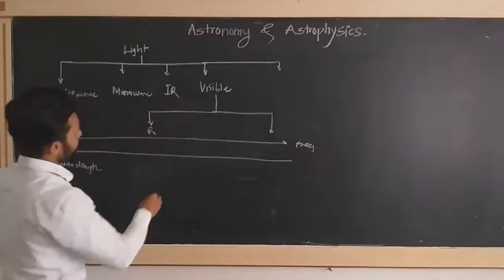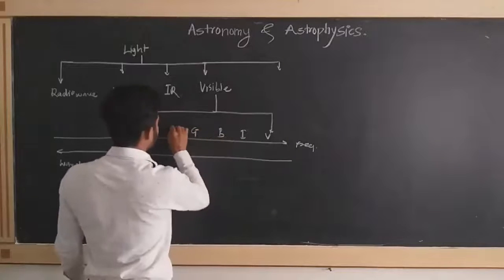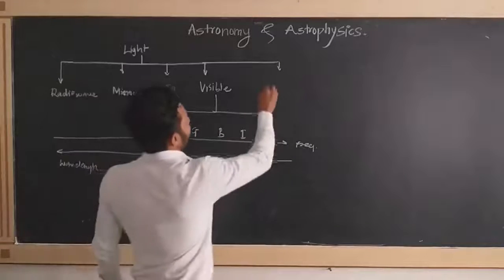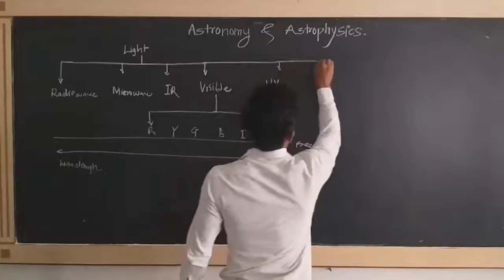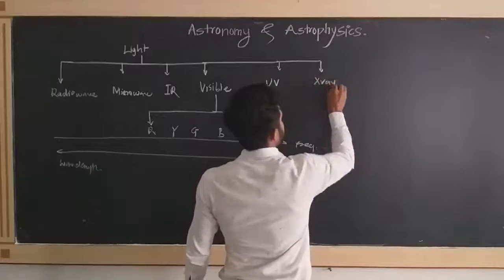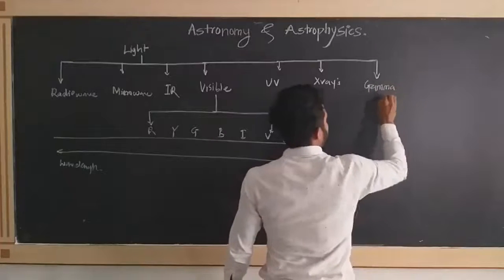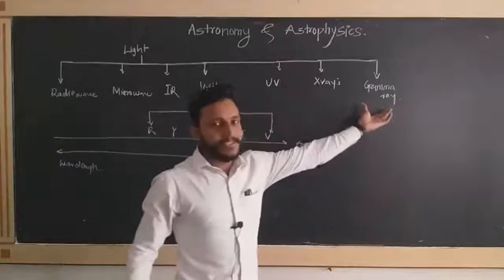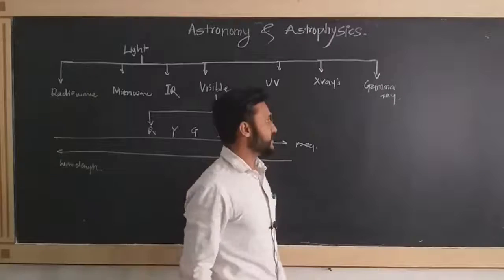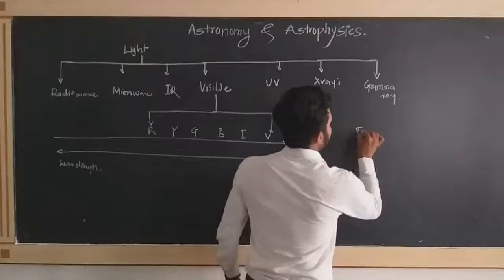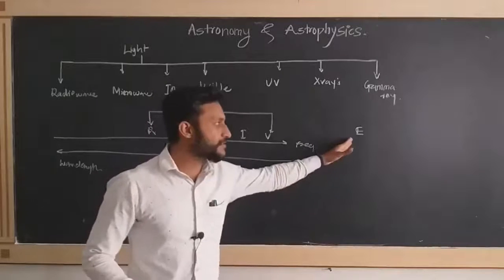So it is on the left side, and then VIBGYOR. Then UV, ultraviolet radiations, X-rays, and the gamma rays, having the lowest wavelength, or highest frequency or highest energy. Because we know the relation between energy and frequency. Radiation is nothing but energy that travels and spreads out.